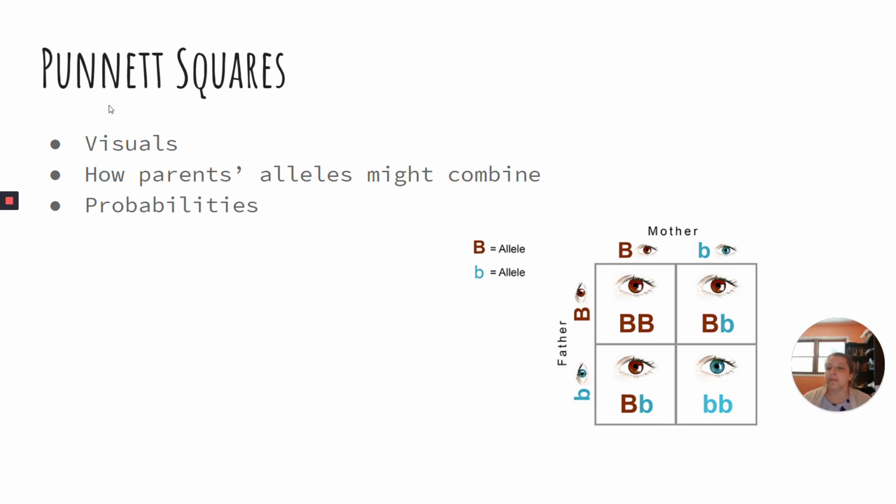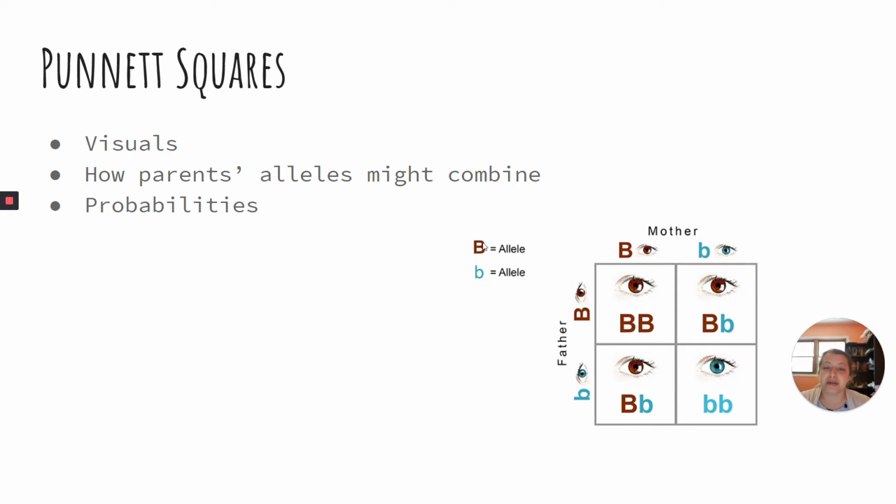So what a Punnett square shows is a visual of how parents' alleles might combine, okay? I'm going to skip that word for right now because that might be scaring you. I know a lot of you don't love math, so skip that for a second. So, the allele. Now, isn't it just coincidence that it's a B? Just FYI.